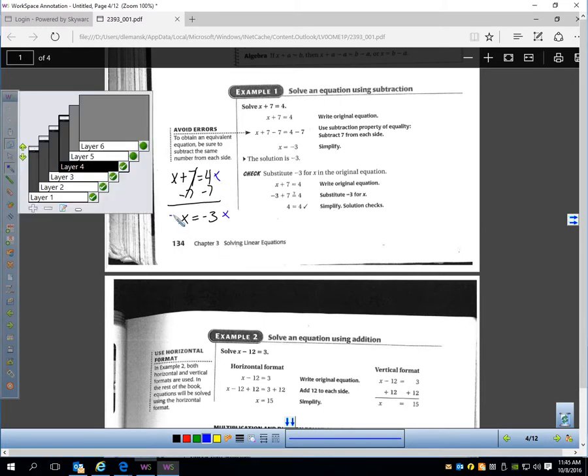If I put negative 3 in for x down here, I get a true statement, and if I put a negative 3 in for x up here, I still get a true statement. These two equations are equivalent to each other.